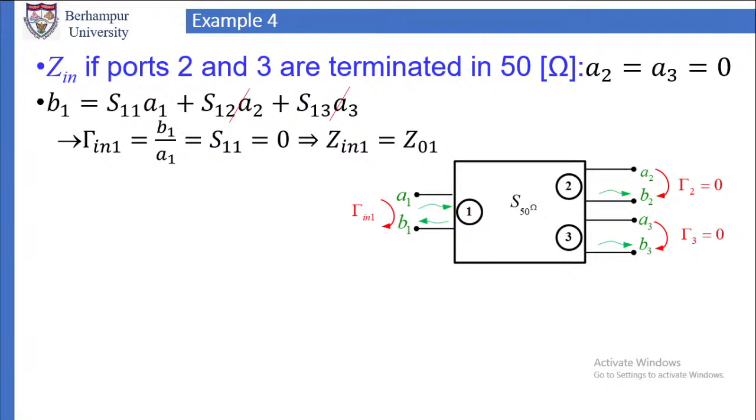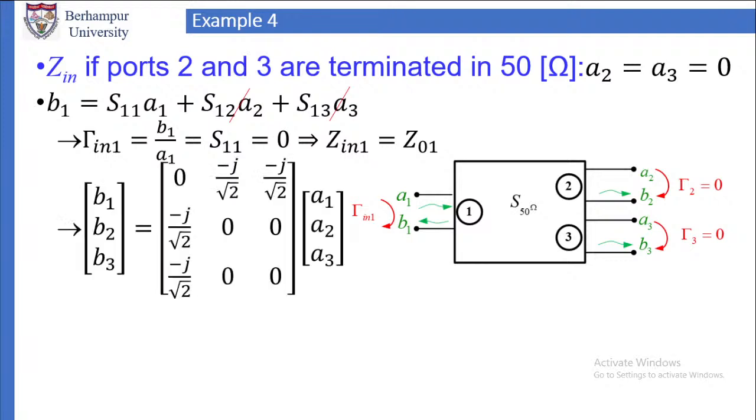That will imply that Z in 1 is equal to Z01. Gamma in 1 is equal to 0. Now why is that equal to 0? Because we have seen that in the S matrix, S11 is equal to 0. So S11 equal to 0 implies that Z in 1 is equal to Z01.